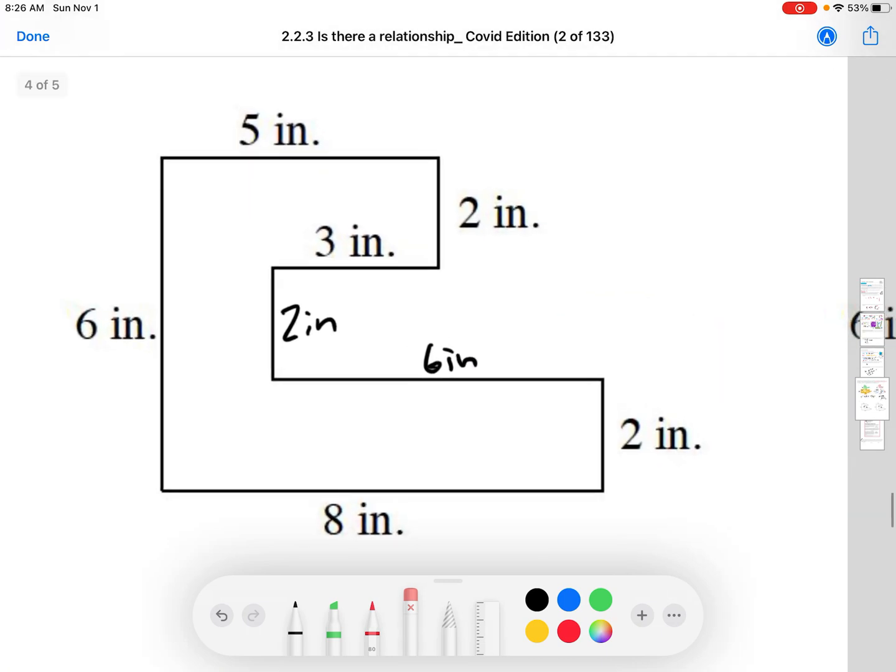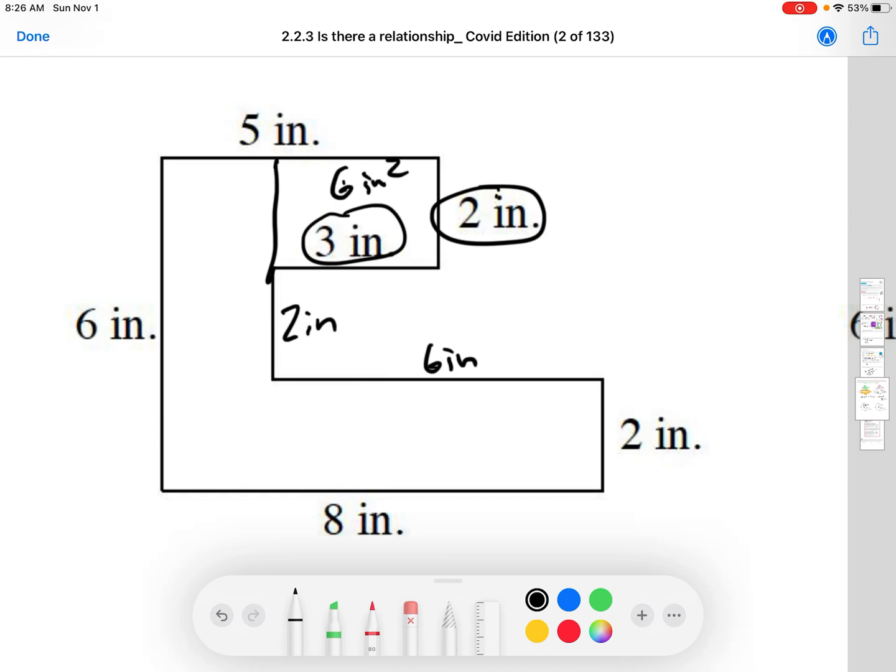All right, here we go. Break it down into pieces. Let's do this. Since that piece right there, that's a 3 by 2, that's going to be 6 square inches.